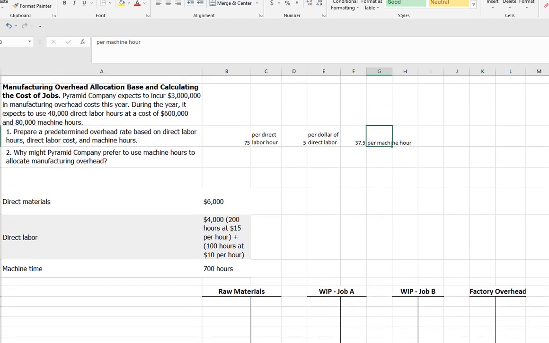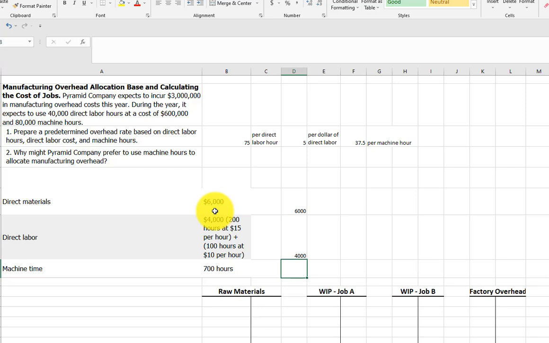We can't just know the machine hours in total. We need to know them by job to be able to do that. So if we were looking at the cost of this job, you would have the direct materials, and we were given some information about some particular job: 6,000. The direct labor would be 4,000, and those two numbers wouldn't matter whether you're using direct labor hours or machine hours to allocate overhead.